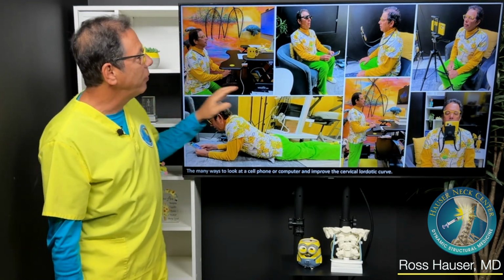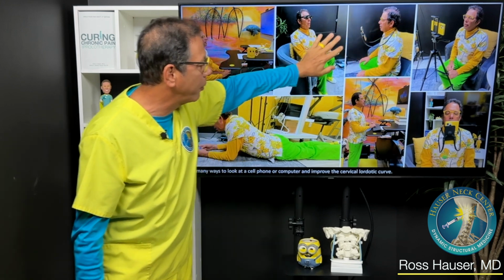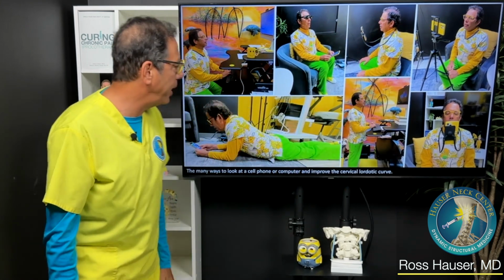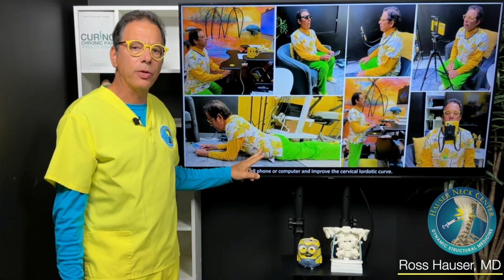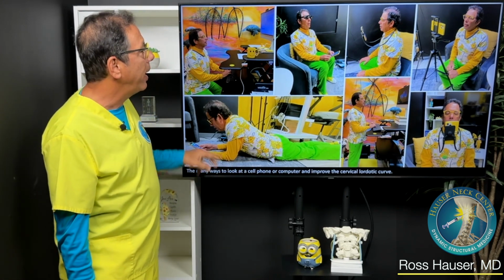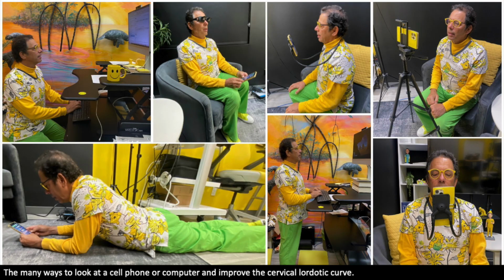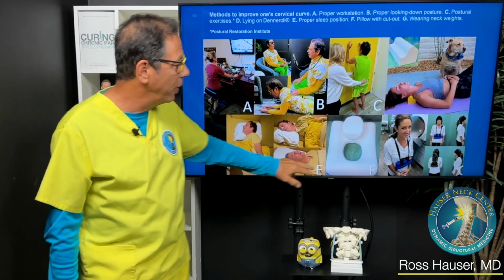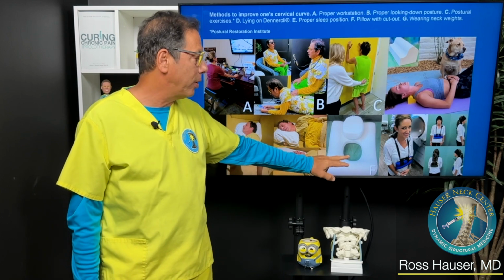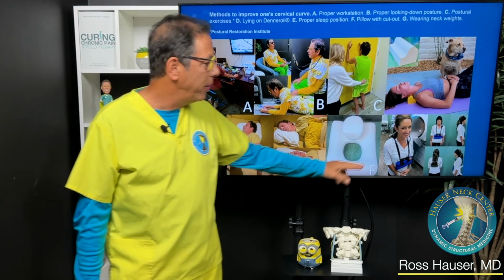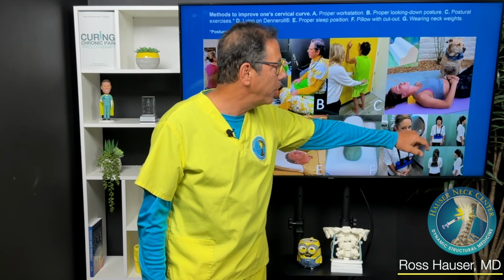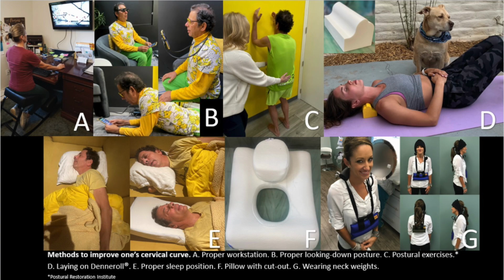And again, try to look up at your cell phone, and make sure your computer height is high. This is a good way to look at your cell phone if you want to look down at it. And then of course prism glasses, make sure you get some prism glasses, and you can see how high my computer setup is. And then make sure that you sleep in a position where you're restoring your neck curve. Maybe get a pillow with a cutout. There's Izzy with some neck weights to restore her neck curve. We showed with her that this helps restore her neck curve.